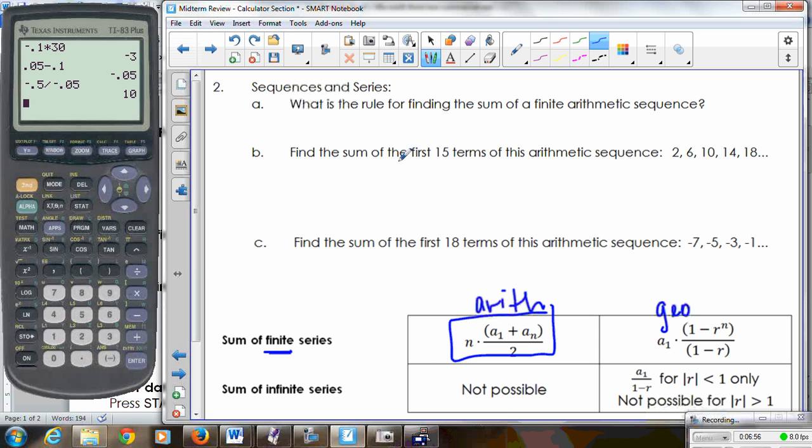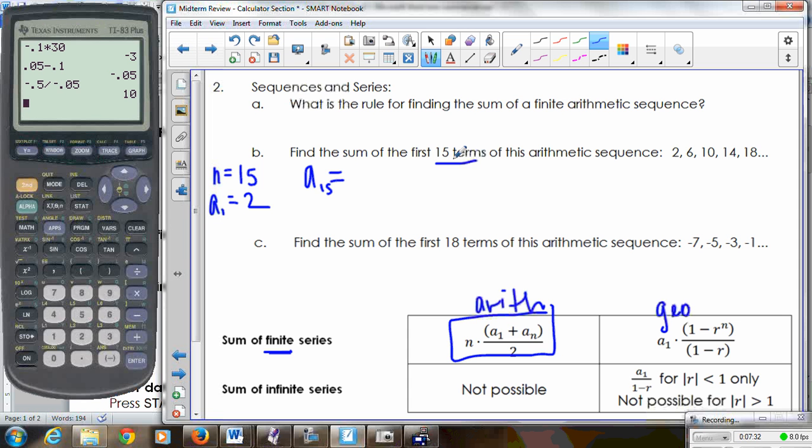So in letter B, it says to find the sum of the first 15 terms of this arithmetic sequence. So it goes 2, 6, 10, 14, 18, and so forth. So what I know is the value of n is going to be 15 terms. I know a sub 1, right? These are all the terms I need. I need n, I need a sub 1. A sub 1 in this case, the first term, is 2. And then a sub n would be the 15th term. So I need to figure out what the 15th term is.